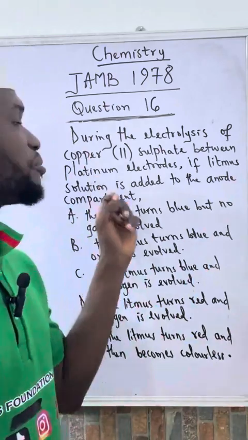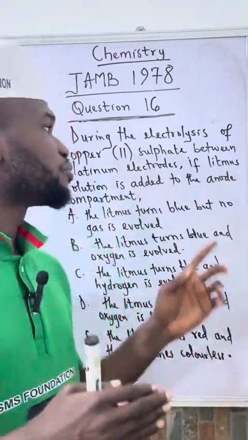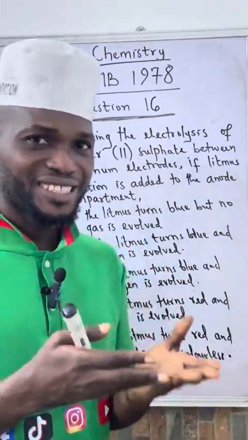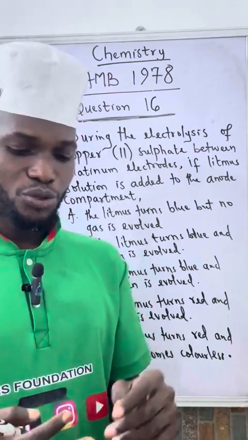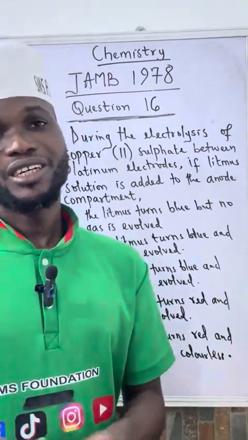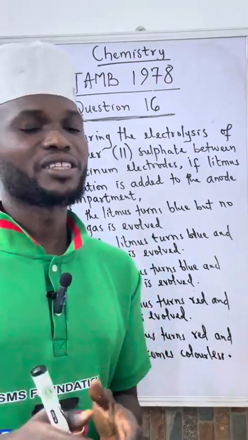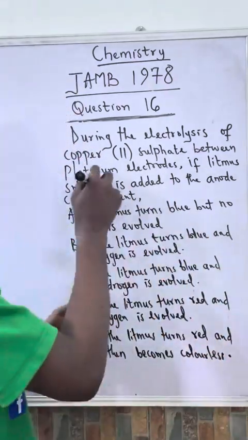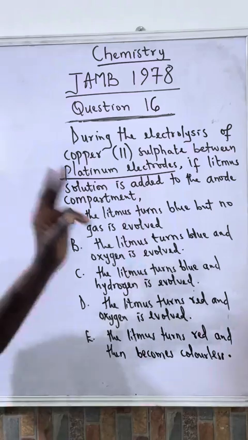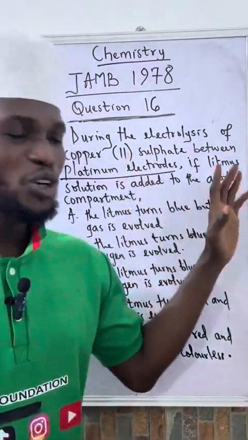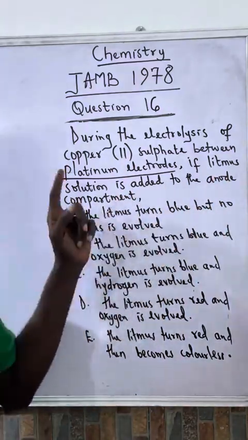So platinum is a good example of such an electrode, and also carbon is a good example. They don't affect the solution. They don't affect the electrolysis process. But when it comes to copper electrode and also mercury electrode, both of them are reactive electrodes. They can affect it. So now we don't have anything to worry about when it comes to platinum electrode. What happens at the anode is a major concern in this question, because they said the litmus is added to the anode compartment.